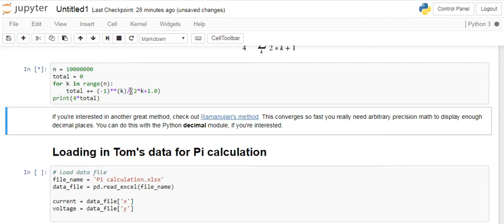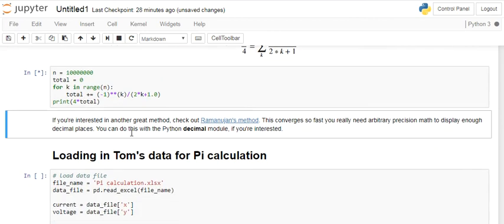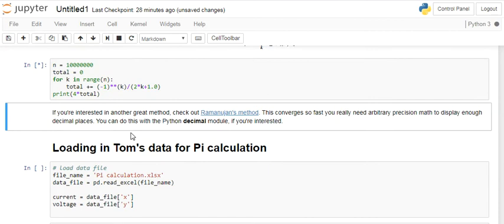So anyway, I just wanted to show you that there are other methods, and those are kind of cool. Yeah, we'll come back to that one maybe and see how good it is.